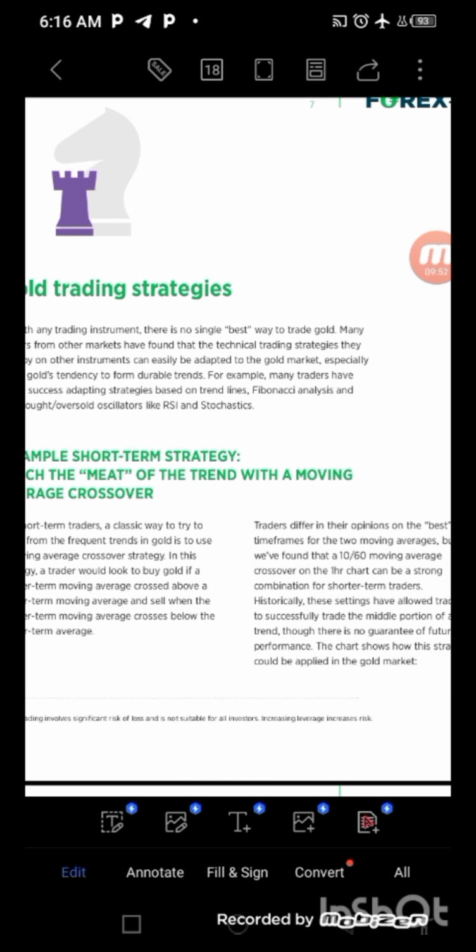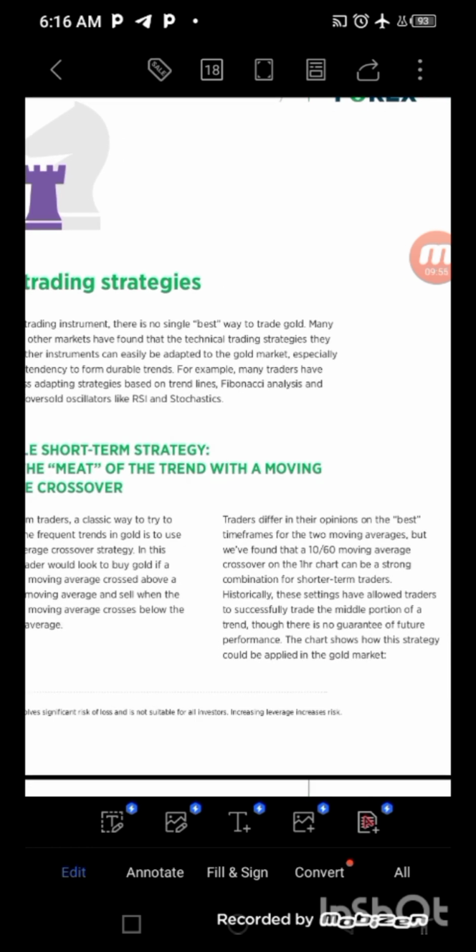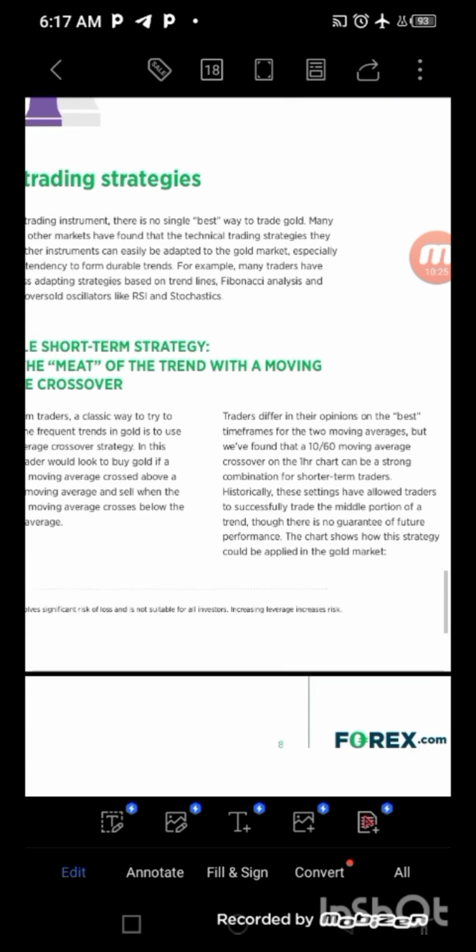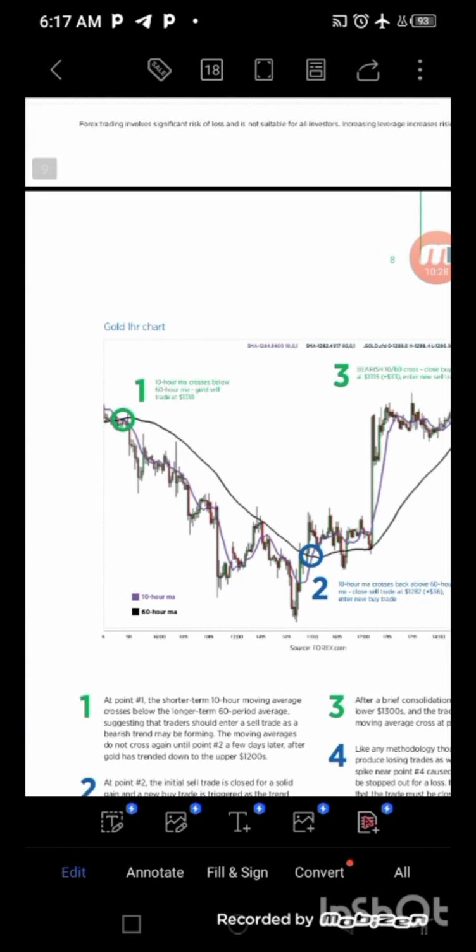Traders differ in their opinion on the best time frame for the two moving averages, but we have found that a 10 and 60 moving average crossover on our chart can be a very strong combination for short-term trades. Historically, these settings have allowed traders to successfully trade the middle portion of a trend, though there is no guarantee of future performance. The chart shows how this strategy should be applied in gold on our time frame.